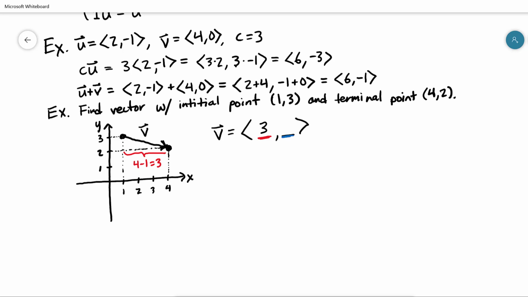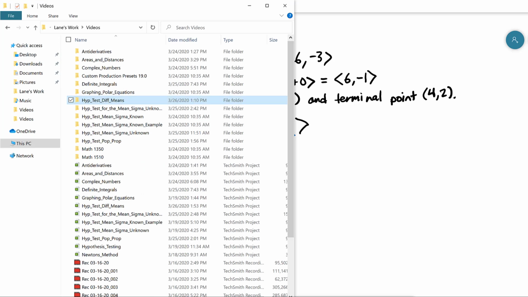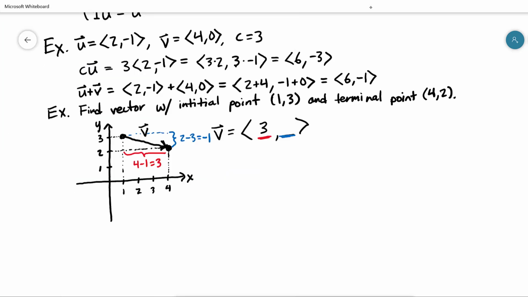Similarly, for the second component, it's the vertical distance. So I'm looking for that distance. And in this case, it started at a height of 3. It wound up at a height of 2. We do the 2 minus the 3, and we get negative 1. It went down. Negative 1.